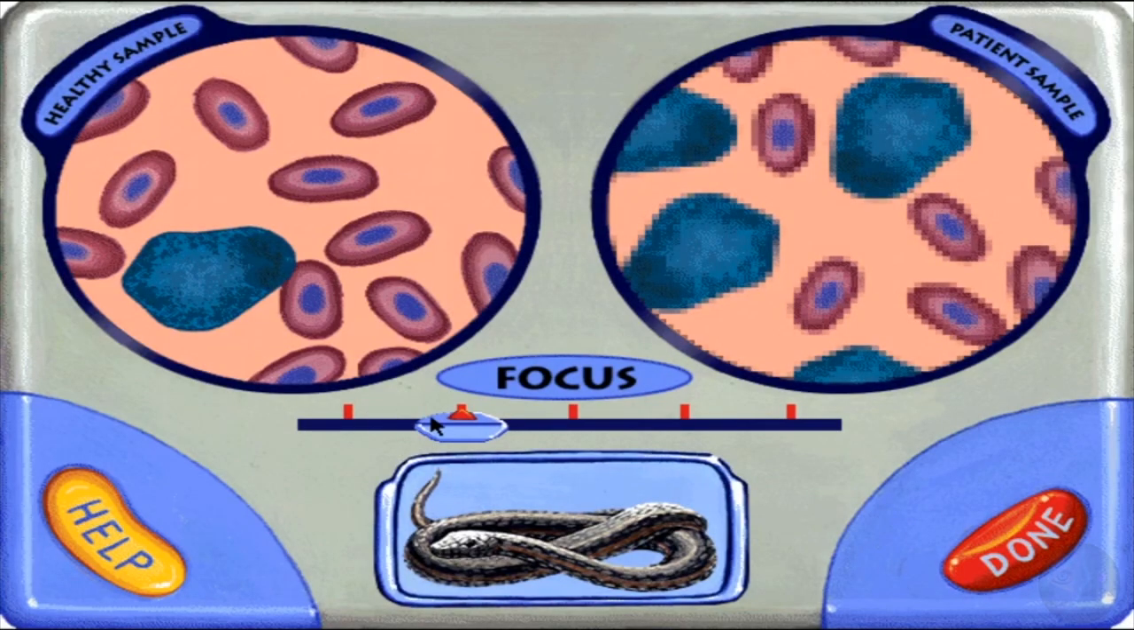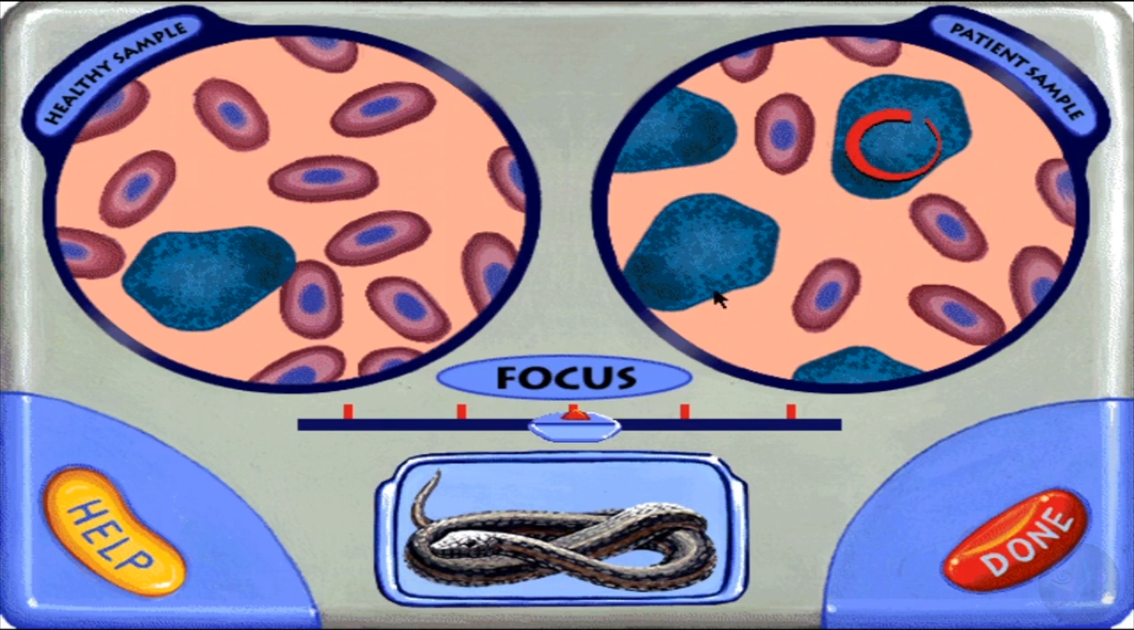Let's examine these garter snake blood samples. Oh, a white blood cell. Go ahead and circle the others. Good work. You found the white blood cells. They fight infection.